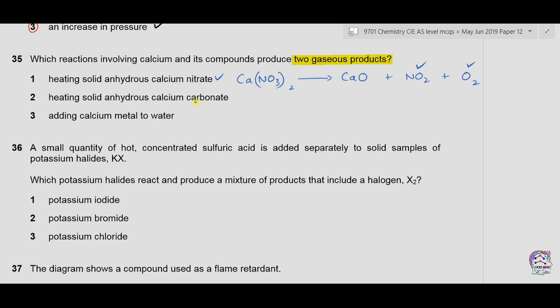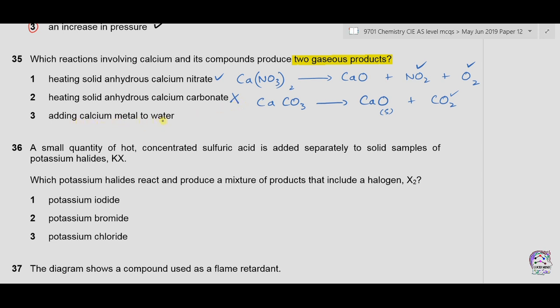Second is heating solid anhydrous calcium carbonate. So we can write the chemical equation CaCO3. It decomposes to give calcium oxide and carbon dioxide. Calcium oxide is solid, so the only gas is CO2. So therefore one gaseous product is formed, so it is incorrect.